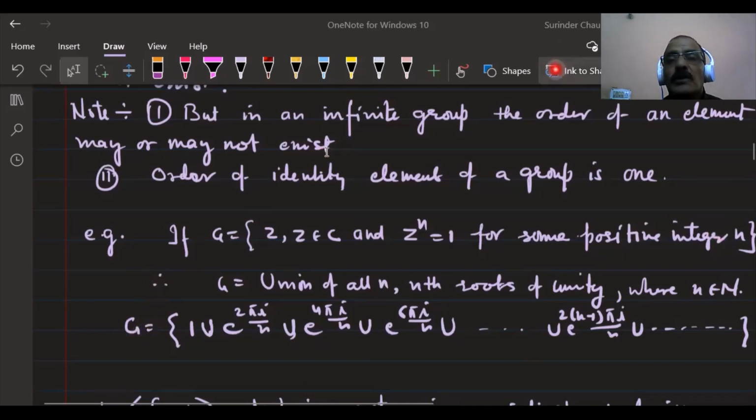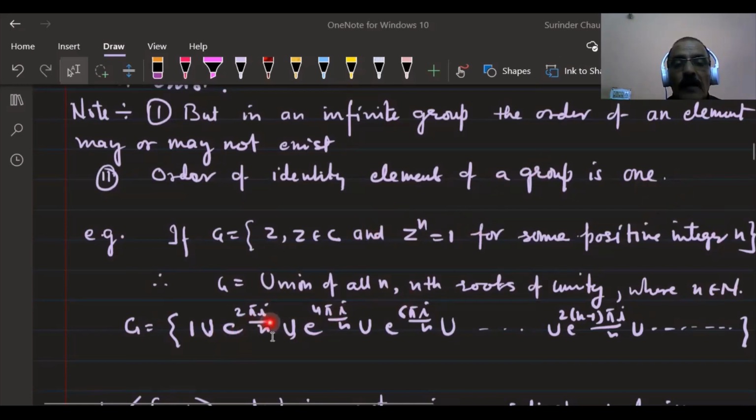Some positive integer n. Now G, what is this? This is the set of complex nth roots of unity. So G is the union of all nth roots of unity when n runs over positive integers. You have derived it in the earlier examples and questions. G is 1; 1 is the identity element of this set.